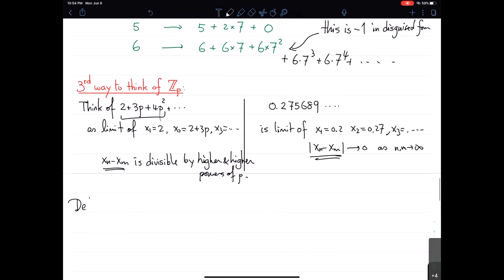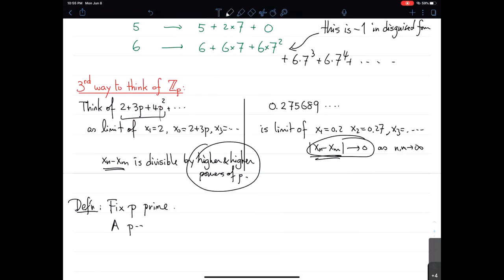So here's a definition. I want to make sense of this. Somehow I have to relate higher and higher powers of p with this distance going to 0. That's exactly what I'm going to do. This is what happens in the p-adic world. So fix p a prime.